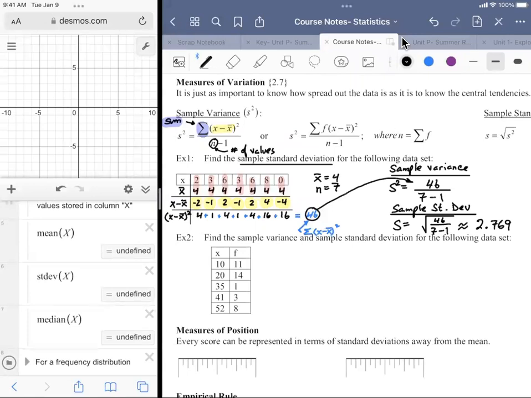Desmos has a hard time with computing the mode. It's doable, but you need to involve a graph in order to figure that out. It's not like a pre-programmed function.